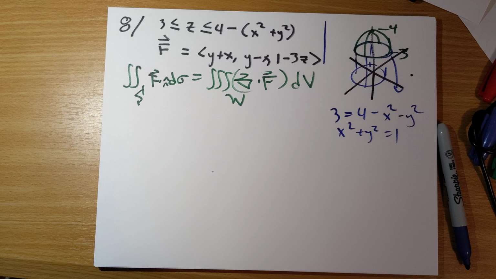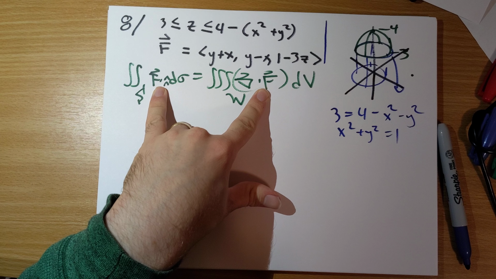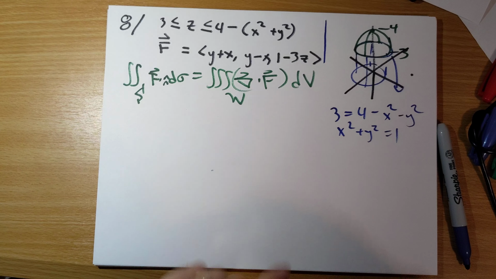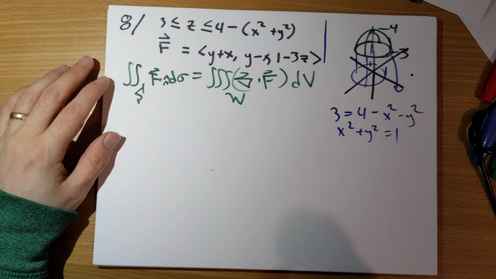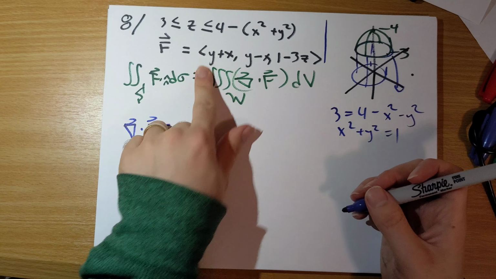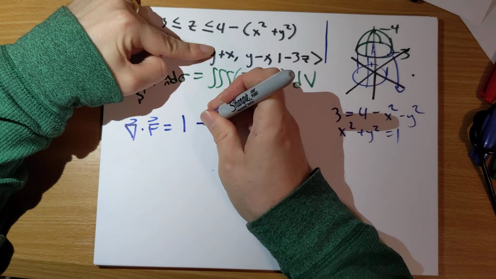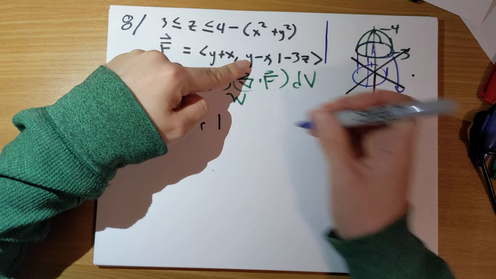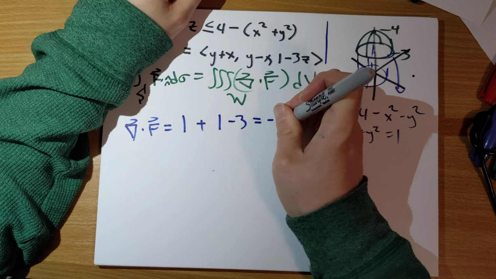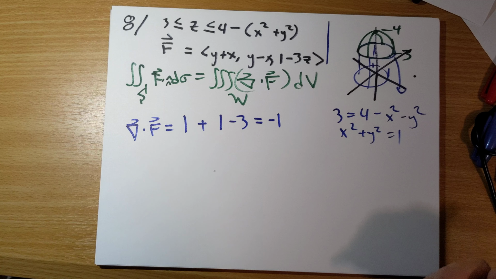So let's go ahead and verify the divergence theorem. This is a two-part process. We need to compute both of these integrals and make sure we get the same answer. I'm going to start with the divergence side, the triple integral. We need the divergence here. Partial derivative of this with respect to x is 1. With respect to y is 1. With respect to z is negative 3. So the divergence is just negative 1 here.